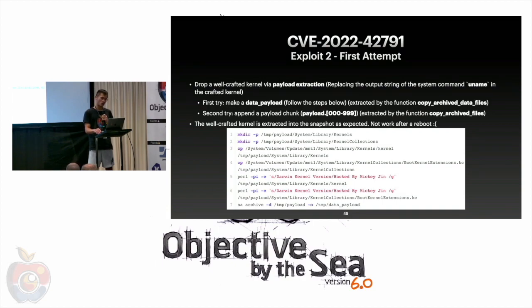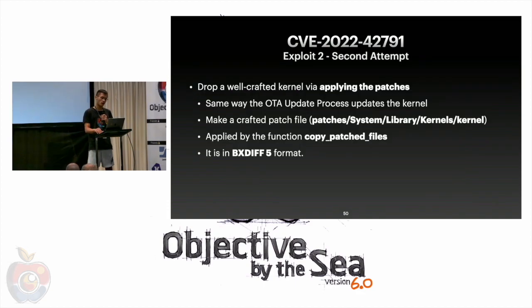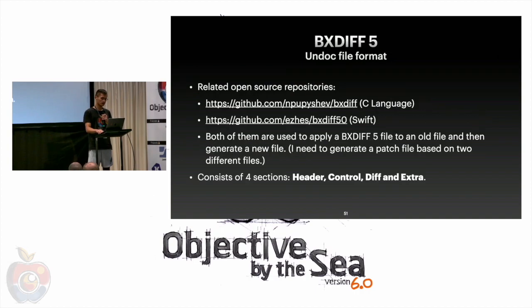However, it didn't work after a reboot. I'm not sure what the reason is. So my second attempt was to abuse the function copy patched files that applies the patches. This is the same way the OTA update process updates the kernel. The difficulty, however, is that I have to create the patch file by myself, which is in bxdiff5 format and undocumented. So I must exploit the file format first.